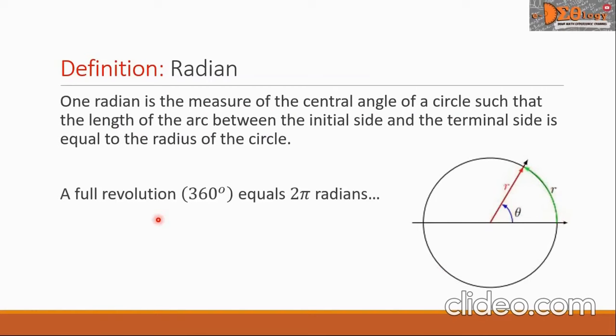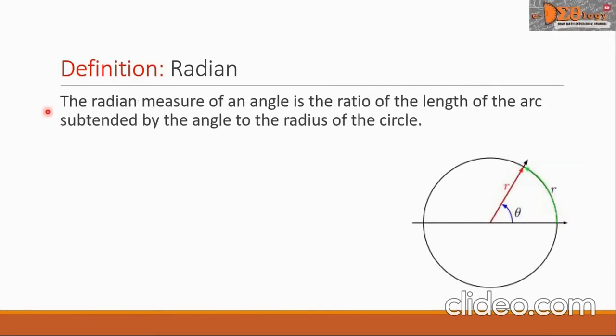A full revolution that is equal to 360 degrees equals 2 pi radians. Consequently, a half revolution that is equal to 180 degrees equals pi radians. More so, the radian measure of an angle is the ratio of the length of the arc subtended by the angle to the radius of the circle.